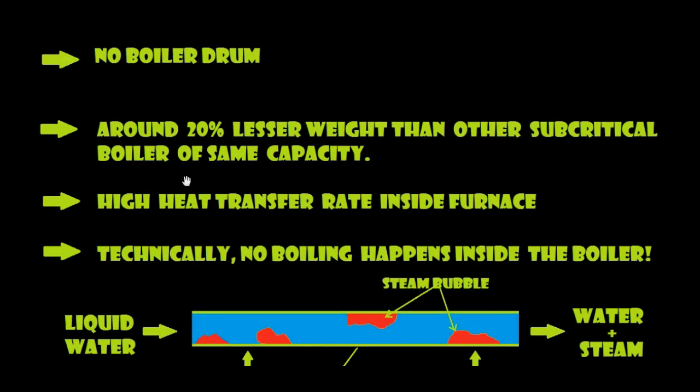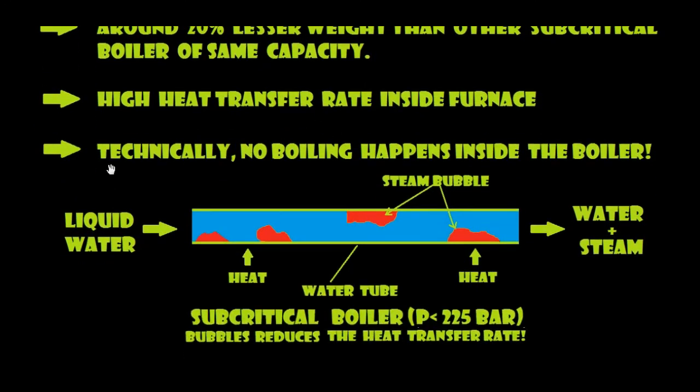Benson boilers are also known for a high heat transfer rate inside the furnace. When combustion occurs in the furnace, flue gases come out, and from the flue gases the heat reaches the water flowing inside the tube. The heat transfer rate from flue gases to the water is higher compared to a subcritical boiler. I will tell you why. And the most interesting fact about the Benson boiler is that technically no boiling happens inside the boiler. I will tell you how as well.